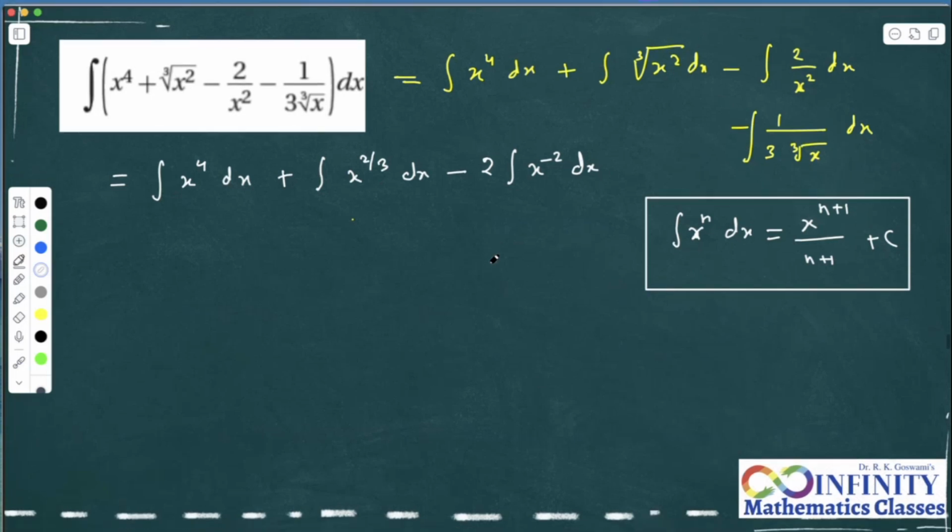And what is going to be the next term? This is going to be negative 1 over 3, because 1 over 3 is a constant. And you need to write the expression x power. It is cube root of x, that is x power 1 by 3. But I wish to have it in the numerator, so this is what I will do. Any confusion there?